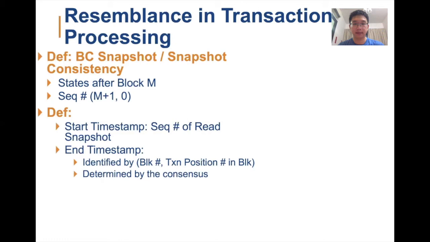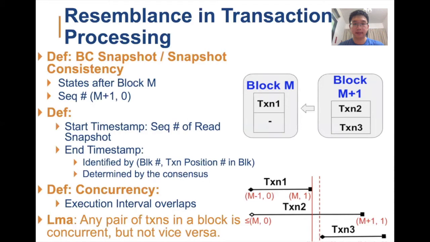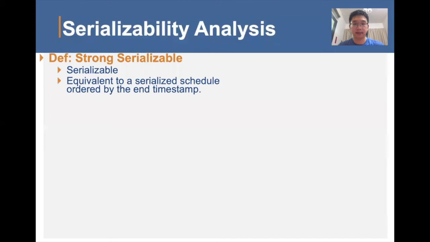We simply inherit the concept of concurrency: two transactions are concurrent if their execution intervals overlap. It is easy to see that any pair of transactions in the same block is concurrent. We further define a transaction schedule as strong serializable if, first, it conforms to a serialized schedule, and secondly, that serial schedule is exactly ordered by the transactions' end timestamps. Note that the serializable level does not require the second restriction.